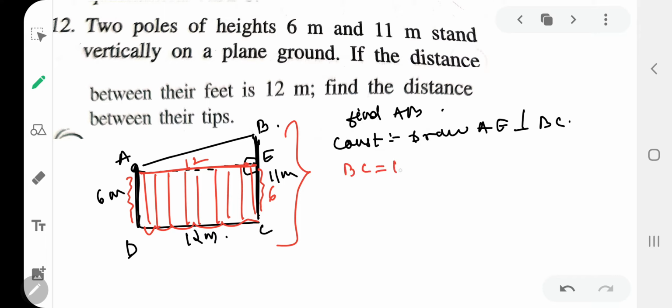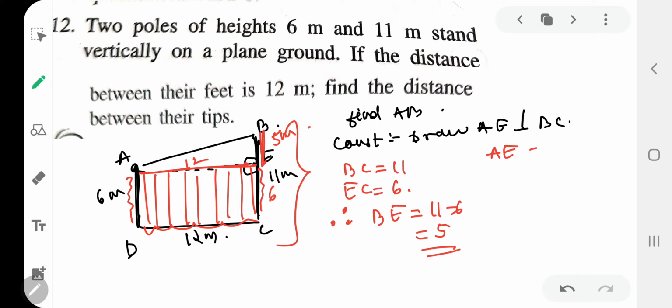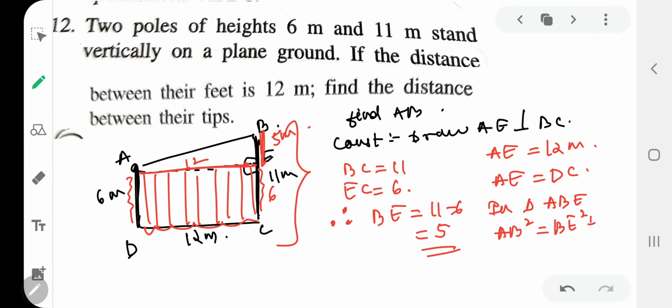So BC is given as 11, but EC you got 6. Therefore BE will be equal to 11 minus 6, that is 5. Once you got BE as 5 meters, your AE is equal to 12 meters. Why? Because AE is equal to DC and DC is 12. So you got AE also 12. Now you can go in triangle ABE and you can write AB square is equal to BE square plus AE square. From there you can get the value of AB. Can you do that?